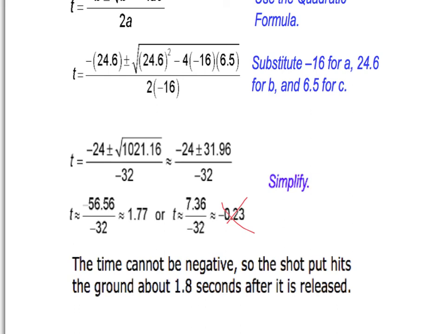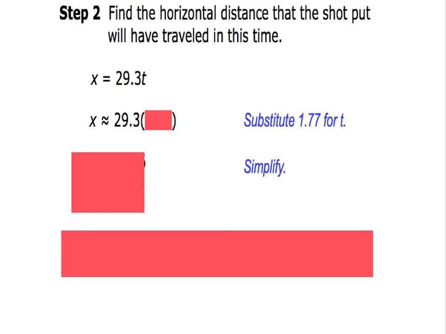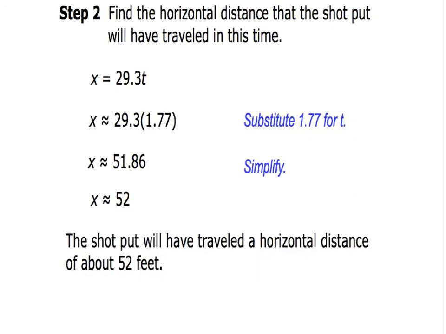Now, how do we figure out how far it goes? We're going to take that 1.8 and plug it into this formula right here. Remember, I got that formula from the problem two slides ago. We plug it in there and we simplify, and it tells us that the shot put went about 52 feet. So remember to always write your answer as a sentence. So the shot put went about 52 feet.